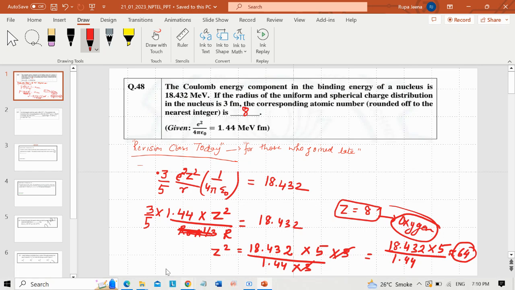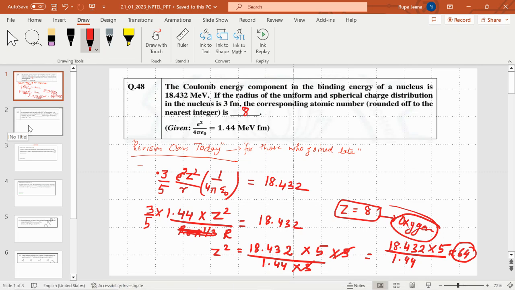Now, moving on to the next question. Everyone, what about the others? Are you done with this? Do you know where the 8 is coming from? This is a straightforward question. You have to put everything in the formula and get the value of Z square, and Z will be 8.